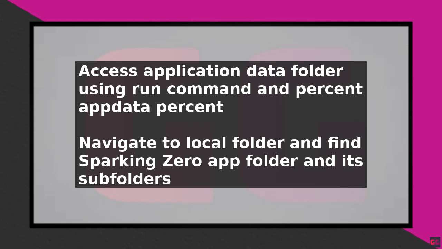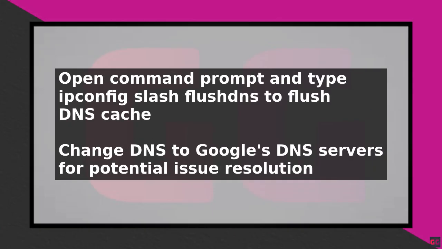Alternatively, you can search for the Sparking Zero app and find the relevant folders. Once you're in the correct folder, look for files named Engine or Config and delete them. Then restart the game to see if the issue is resolved.